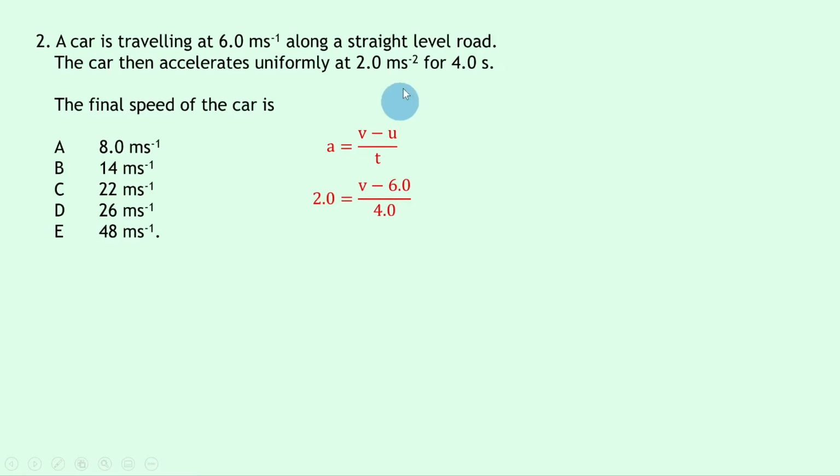So we have 2.0 for the acceleration equals v minus the 6.0 for the initial speed divided by 4.0 for the time. And let's cross multiply to get 2 times 4, which is 8, is equal to v minus 6. And then we can add 6 to both sides to get v equals 8 plus 6, which gives a final answer of 14 meters per second, which gives us the answer B.